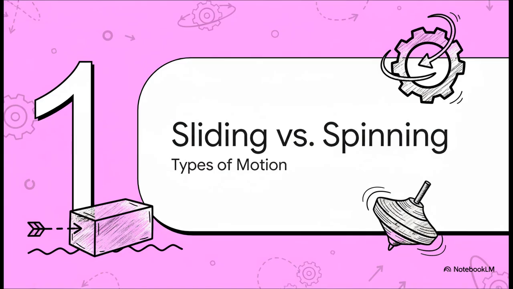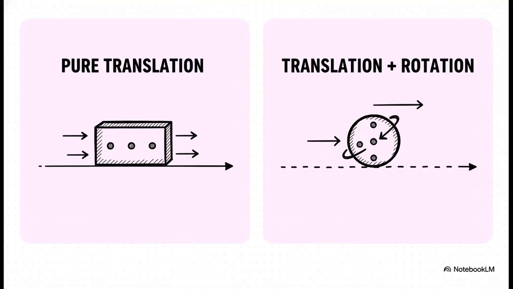So before we can master all that spinning stuff, we've got to get the basics down. You see, any object we're going to talk about, what we physicists call a rigid body, can really only move in two main ways. Now, have a look here. This is really the core difference. On the left, you see pure translation. Just think of a book sliding across a table. Every single little piece of that book moves with the exact same speed.